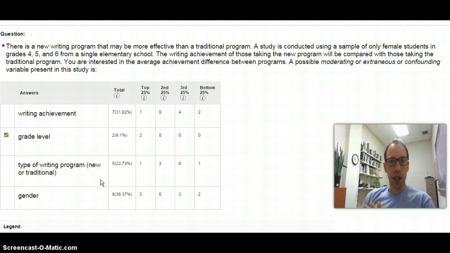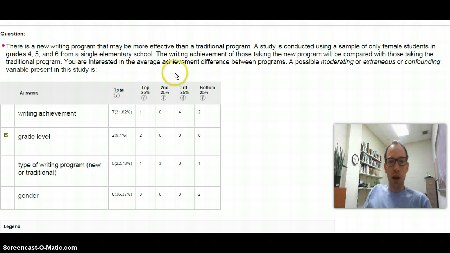Okay, so we're going to jump in here, starting with the most difficult problem of the test, at least of the ones that I kept. So this is a writing program, and we're comparing it to a traditional program. We're looking at an outcome of writing achievement. And we're trying to find these variables: moderating, extraneous, confounding, and I'll explain a little bit more there.